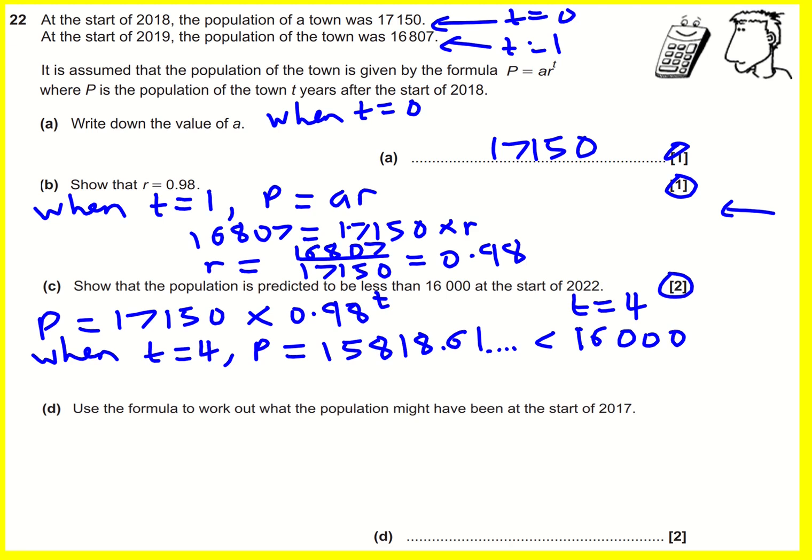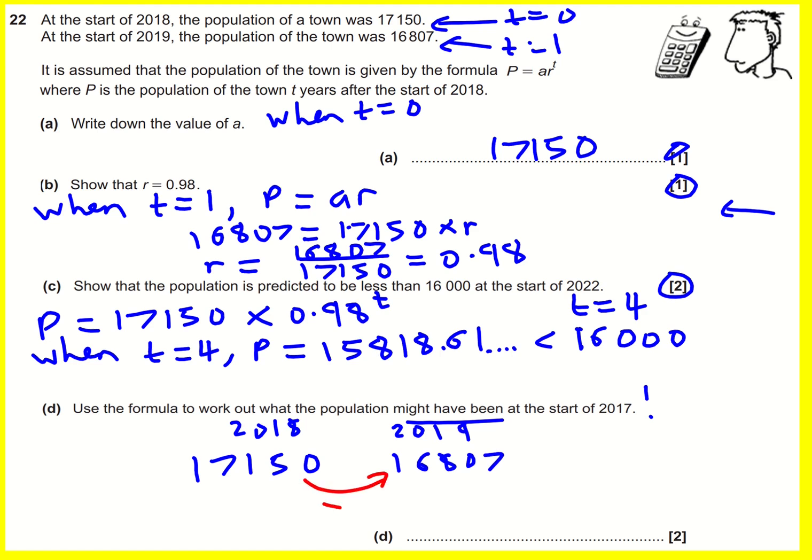Finally, use the formula to work out what the population might have been at the start of 2017. There's two ways to think about this question. And I think probably the most natural is to think, right, if I've got 17,150, that was in 2018, and then in 2019, I've got 16,807, and what have I done? I've timesed by 0.98, and that's what I'm doing every time essentially.